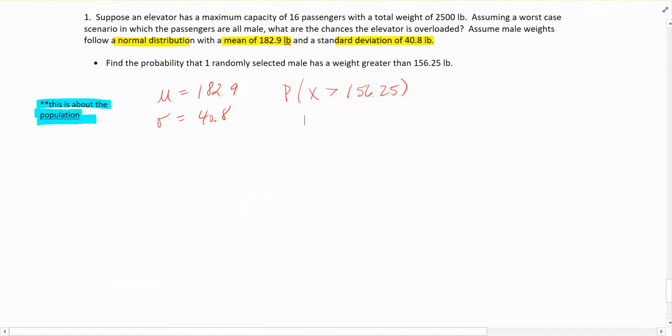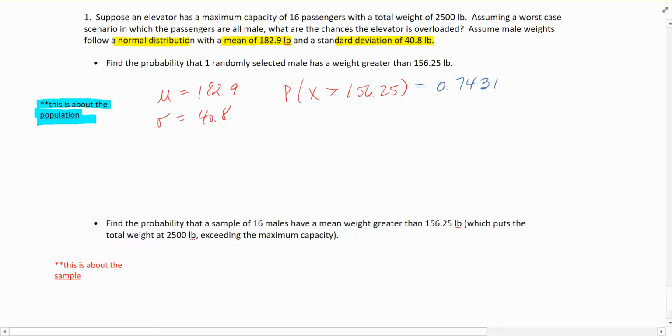Okay, so let's write that down over here. The probability of that happening is 0.7431. So in other words, the likelihood of me finding some guy out there in the world of all the men whose weight is more than 156.25 is going to be about 75%, right? So 75% of the men out there are going to have a weight that's greater than 156.25.